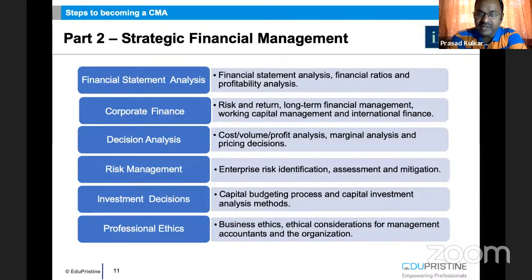We'll talk about long-term financial management. We'll talk about working capital and international finance, the impact of foreign currency, the impact of international taxation. All of those things would be looked into in corporate finance.